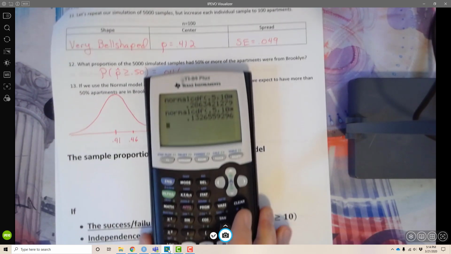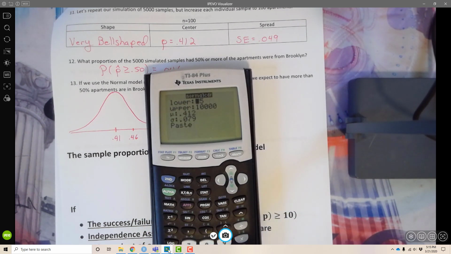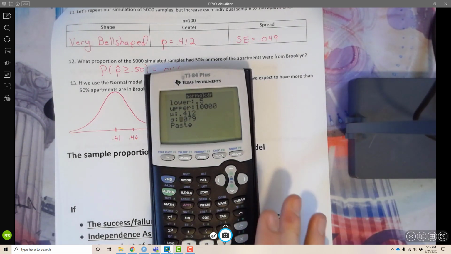If we go to second vars, scroll down to normal CDF, still 0.5, still 1,000, still a mean of 41.2. So 3 of the 4 numbers didn't change. Again, the only thing that changes is the spread. This curve got closer and closer to the center.